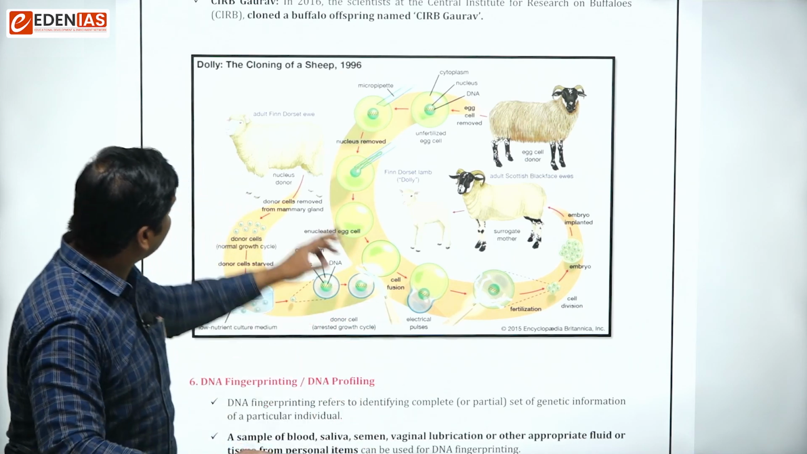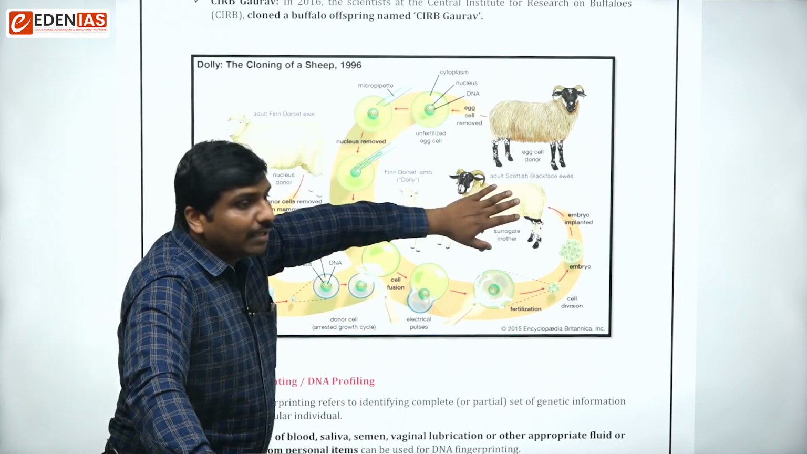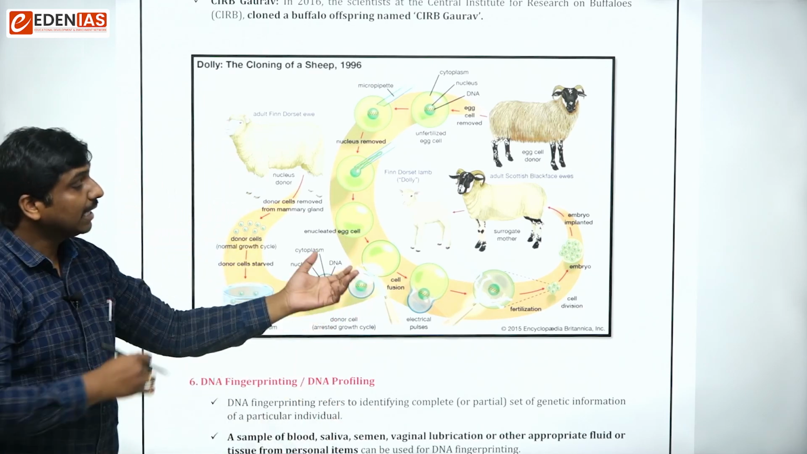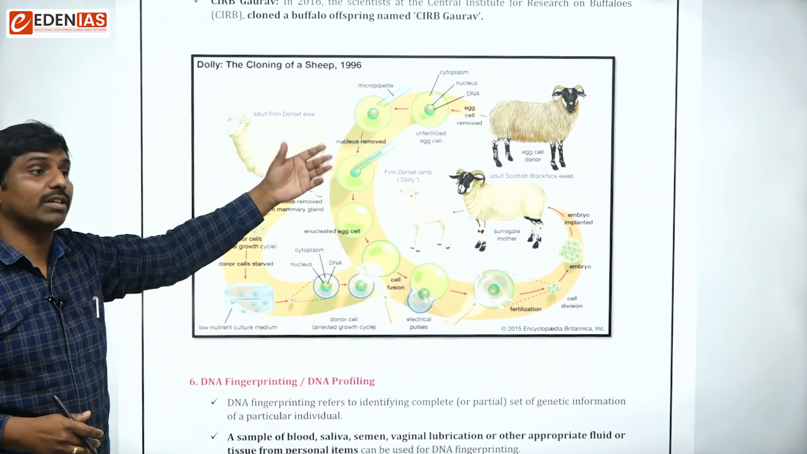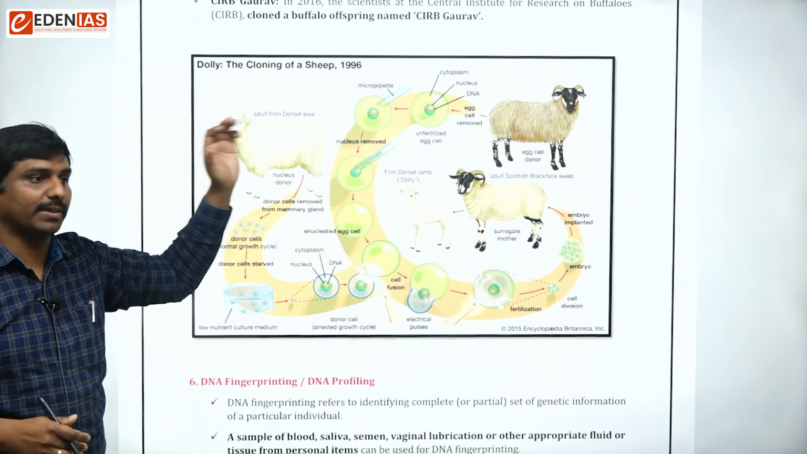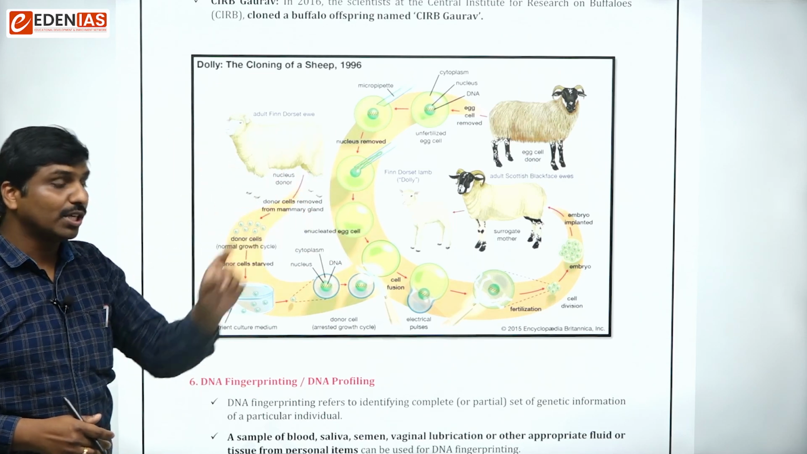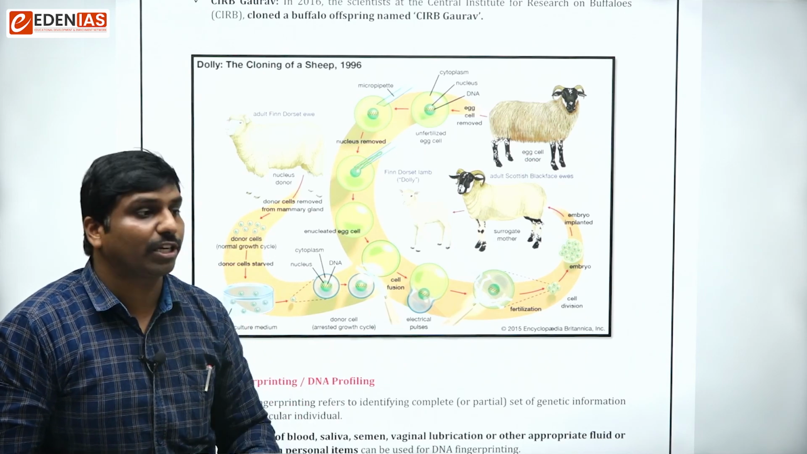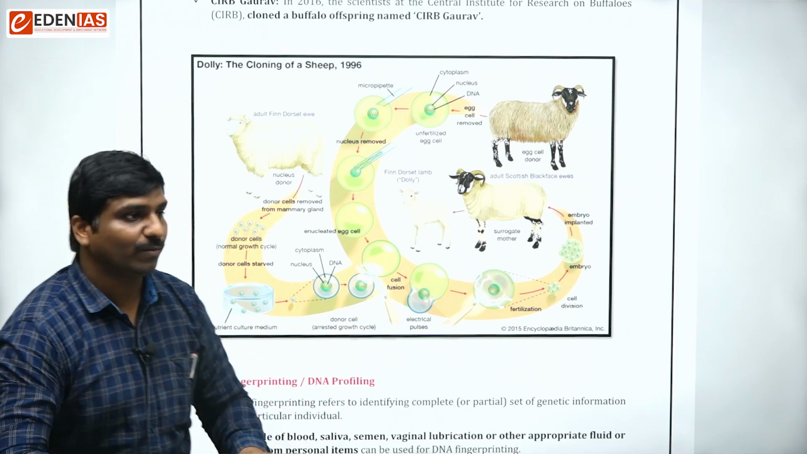With the help of this, a similar clone has been developed. This is a way of asexual reproduction, not a sexual way of reproduction. Cloning is generally done with the help of this kind of asexual reproduction method.